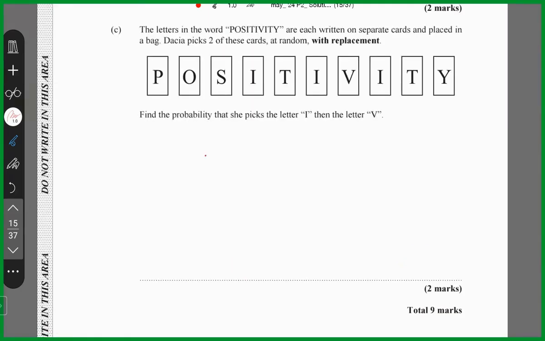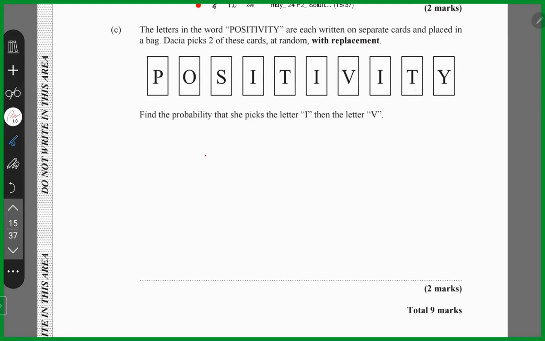The next question says the letters in the word positivity are each written on separate cards and placed in a bag. Dacia picks 2 of these cards at random with replacement. Find the probability that she picked the letter I and then the letter V.